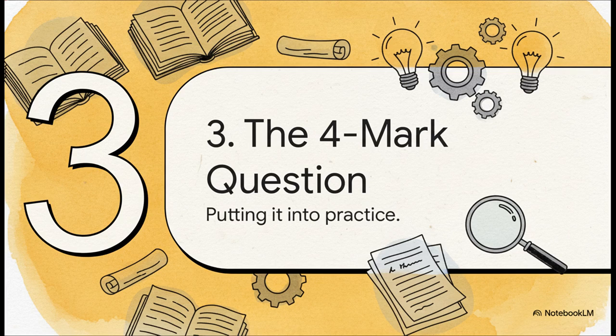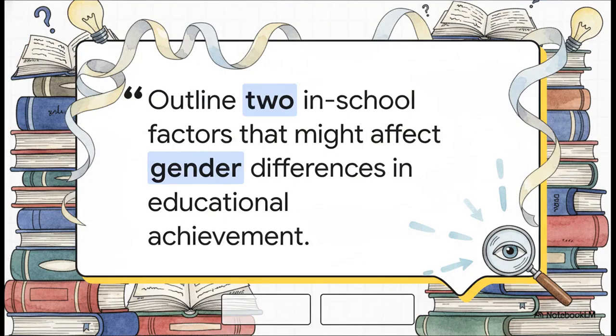Let's get our hands dirty and see how this thing actually works in a real exam situation. We're going to take a classic 4-mark question from the education topic and just apply our formula. So, here we go. You see this question on the paper. Outline 2 in-school factors. That word 2 should be like a flashing light in your brain. It's telling you, hey, this isn't one answer. This is 2 separate mini answers.